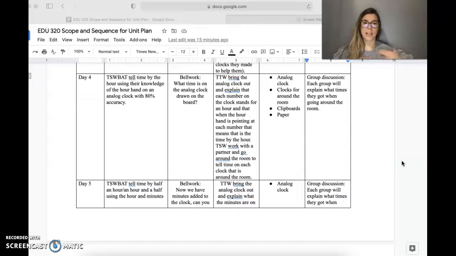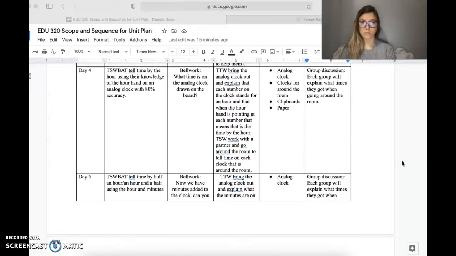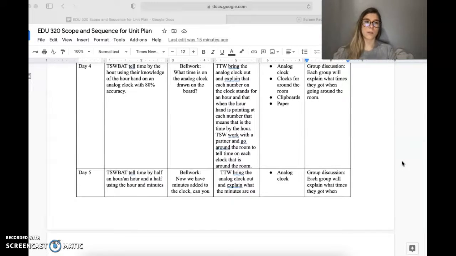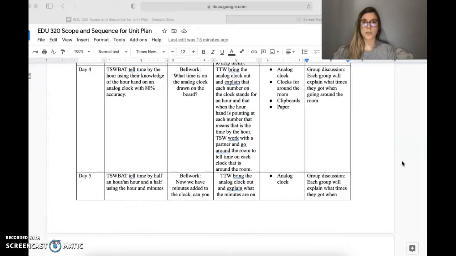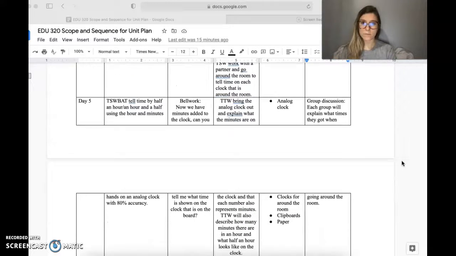Students will work on an around the room activity that they will work with partners, and there will be clocks around the room with different hours on it, and they have to write down the hour on their worksheet. And then at the end of class, they just discuss what time they got for 1 or 2 clocks. And then they can also collaborate with other students, and they can ask questions and say, well, you got this time, how did you get it?